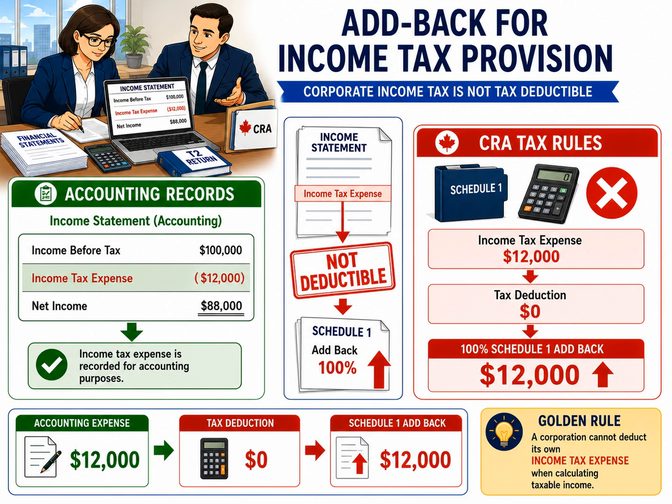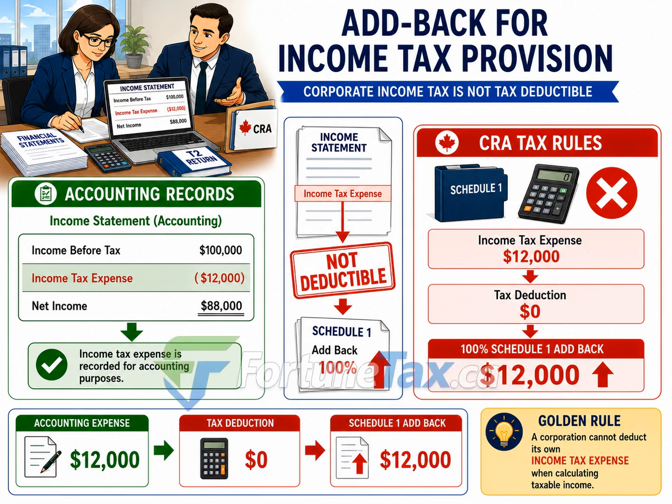Notice what happens. The accounting records reduce profit by $12,000 because of the income tax expense. Schedule 1 then reverses that reduction by adding back the full $12,000. As a result, the corporation's taxable income is calculated before deducting corporate income taxes. A simple way to remember this rule is that income tax is the result of calculating taxable income, not an expense used to calculate taxable income.